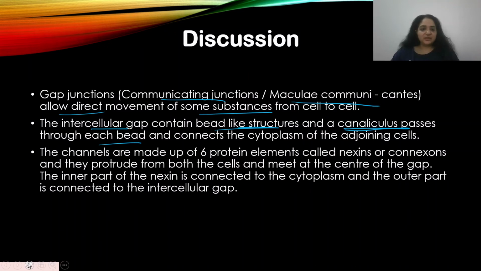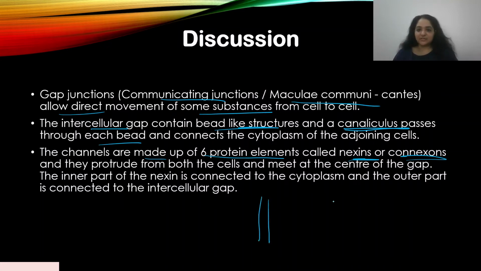Now all this is extra information, they won't ask you in NEET, but I thought that this would help you understand and remember gap junctions. The channels are made up of 6 protein elements called nexins or connexons. Those channels which pass through each bead from one cell to another are made up of 6 protein elements called nexins, and they protrude from both cells and meet at the center of the gap.